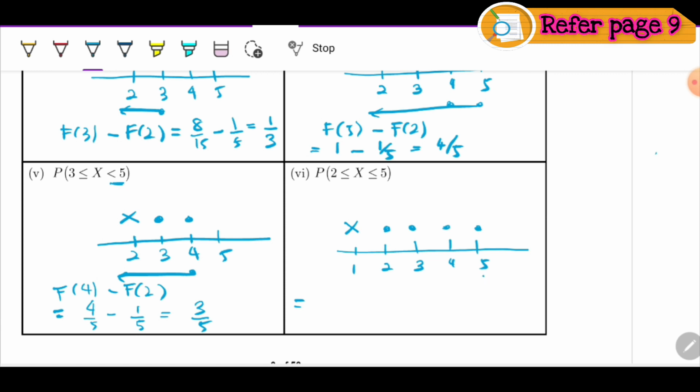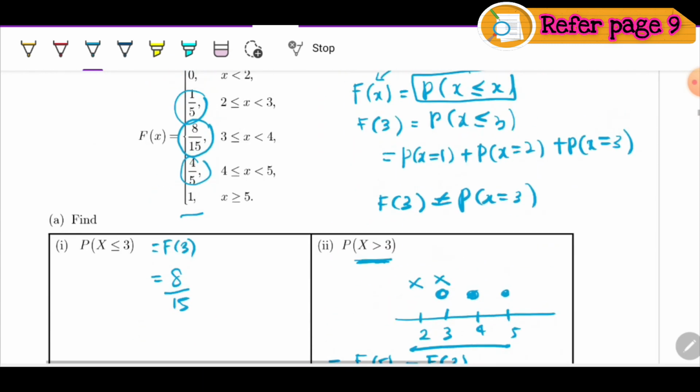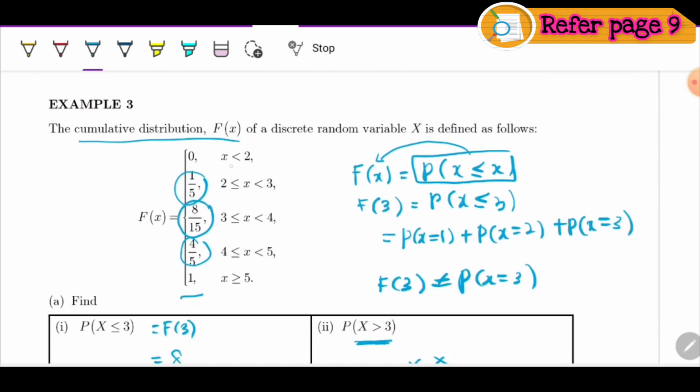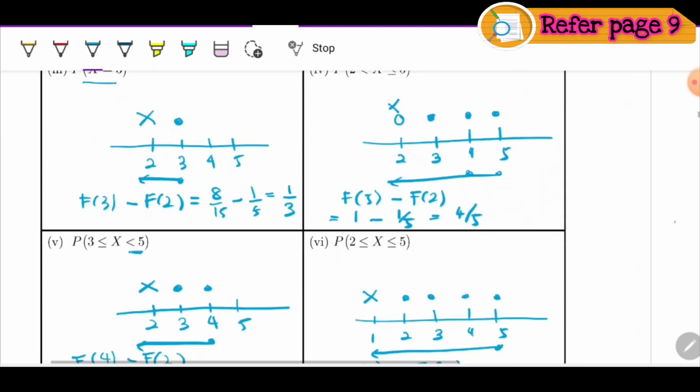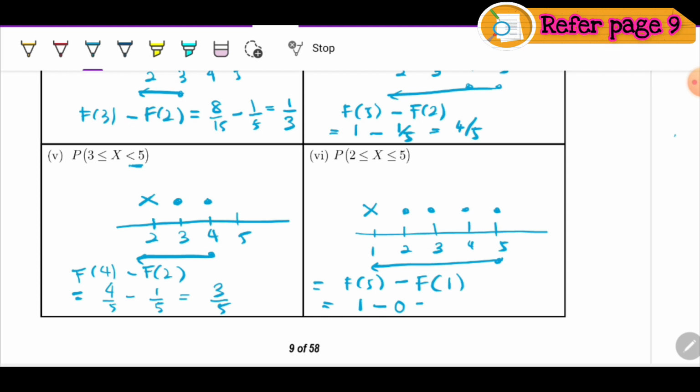Alright, so we start from F5, then minus F1. So F5 is 1, and for F1, look at the function. F1, which is x less than 2, the value is 0. So the answer is 1.